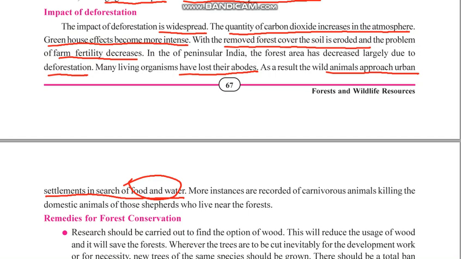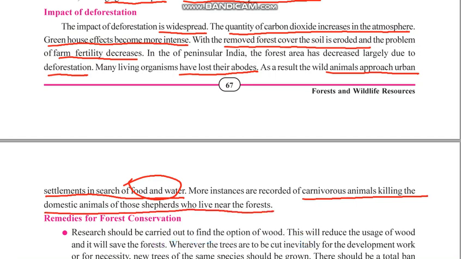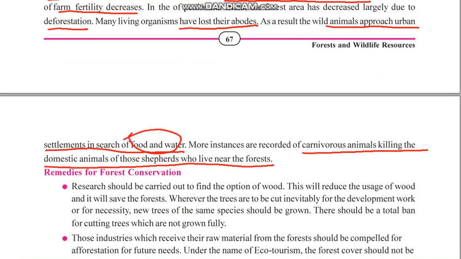Instances are recorded of carnivorous animals killing domestic animals and the shepherds who live near the forest. This can be seen in areas like Gir, where lions are seen hunting domestic animals now and then. Why is this happening? Because the lion is not getting proper food in its own forest, and that's why it approaches the cities and villages nearby, and this creates a problem for the shepherds who live near the forest.